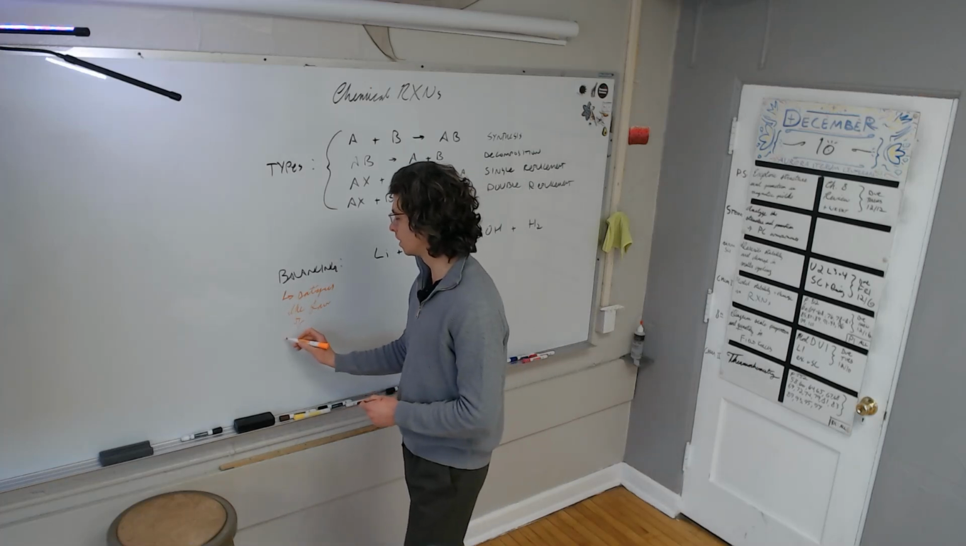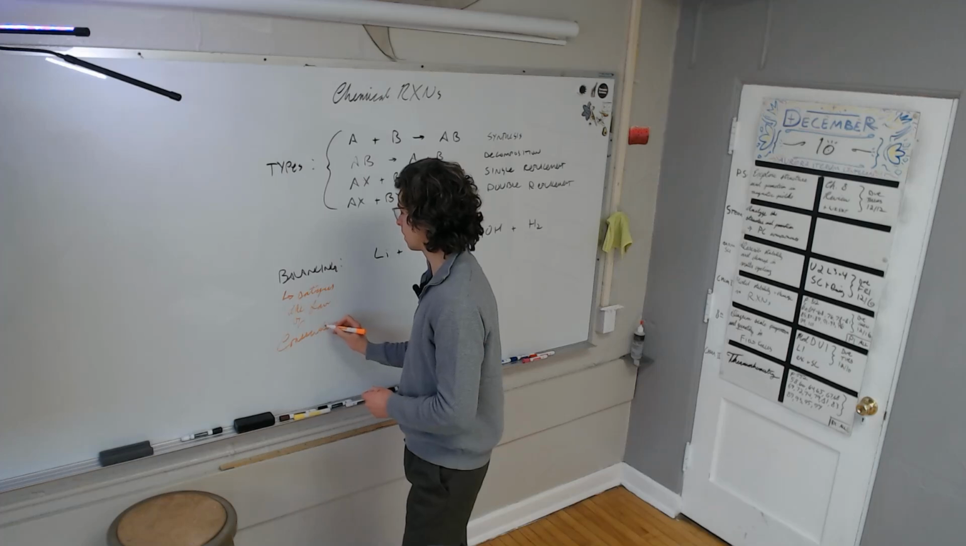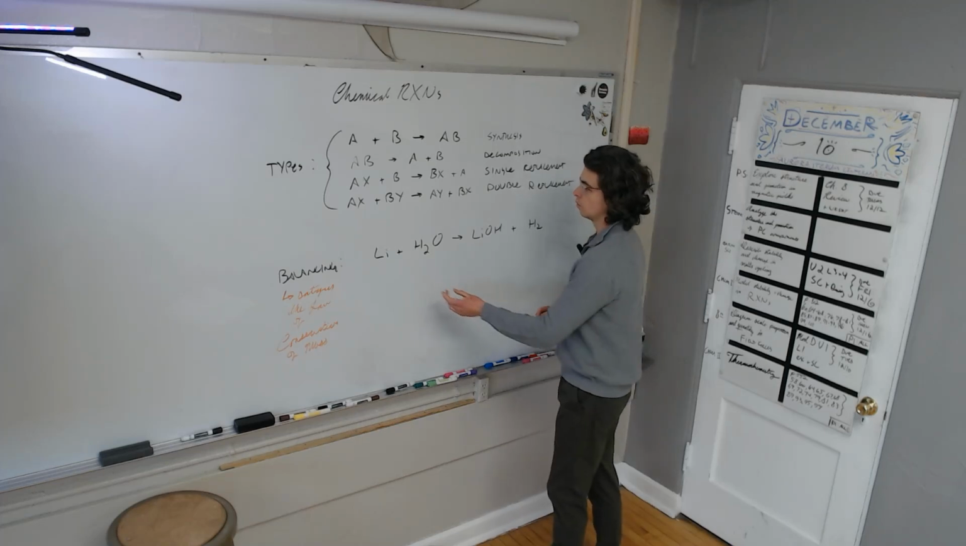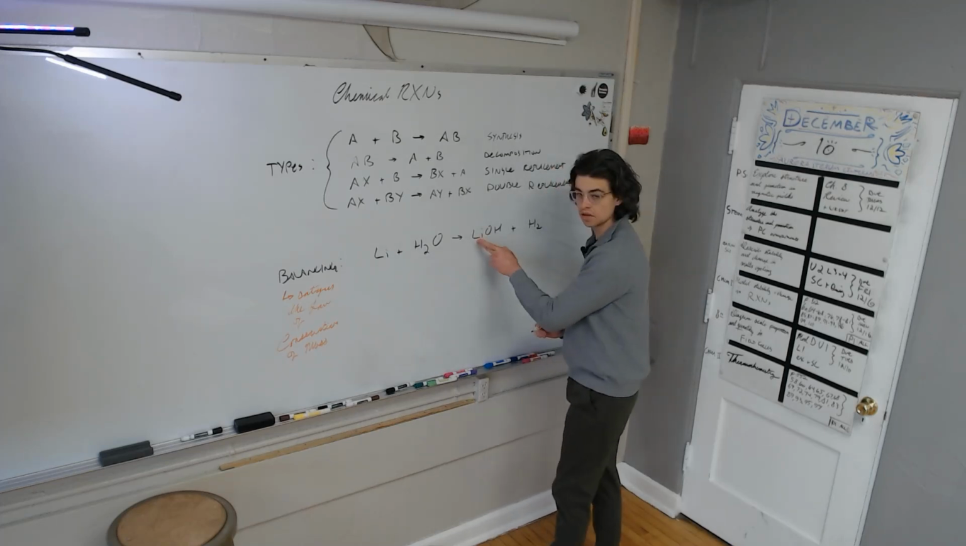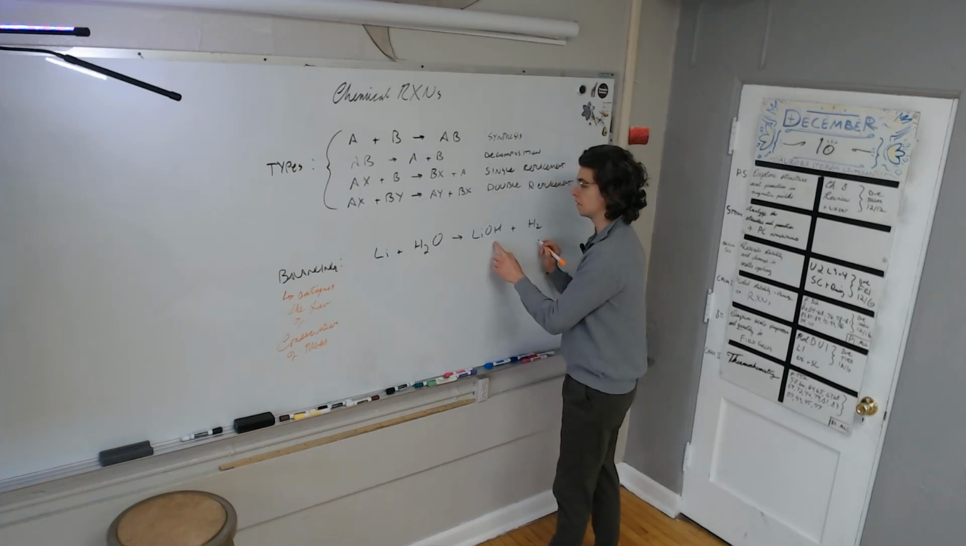Law of, yep, you got it. The law of conservation of mass. And so if we have one lithium on this side, we have to have one lithium on this side, which is already true. If we have two hydrogens on this side, we have to have two on this side, but guess what?